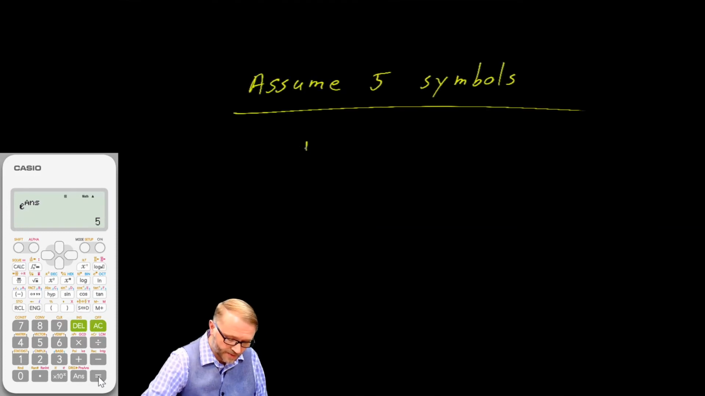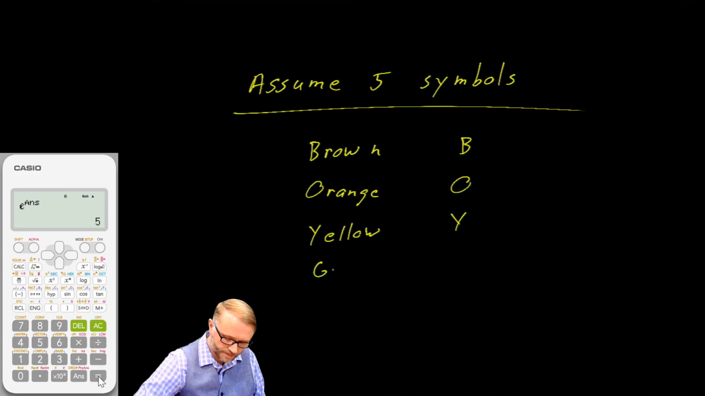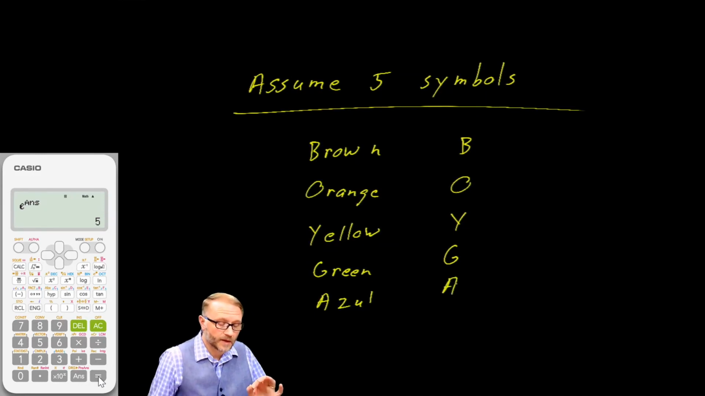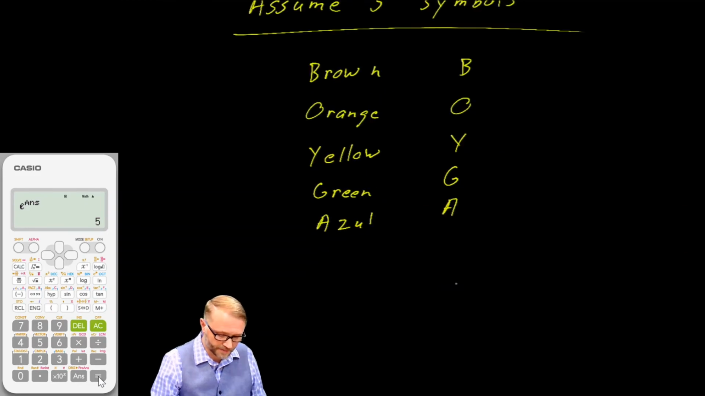Let's assume we have 5 symbols. We'll use color to represent the symbols. There's brown, we'll use symbol B, orange, there's an O, yellow, green, and blue. And we use the Spanish word there. Okay, so 5 symbols where the symbol is represented by a color, and each of those symbols is generated at random. And the question we need to answer is how much information is generated per symbol.